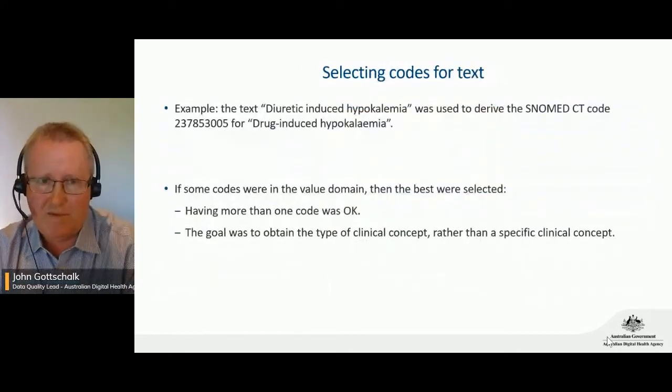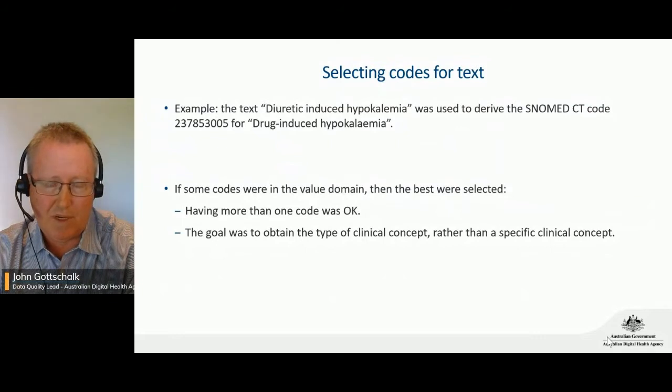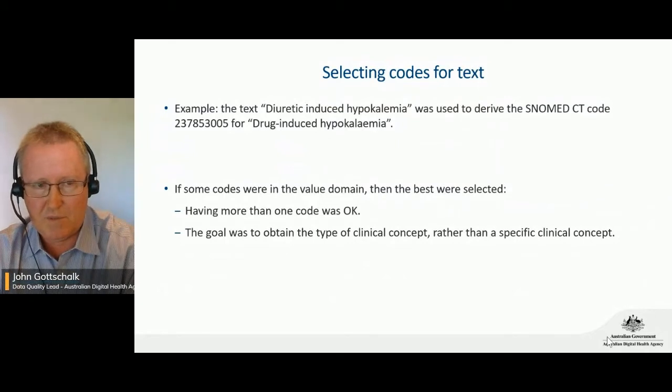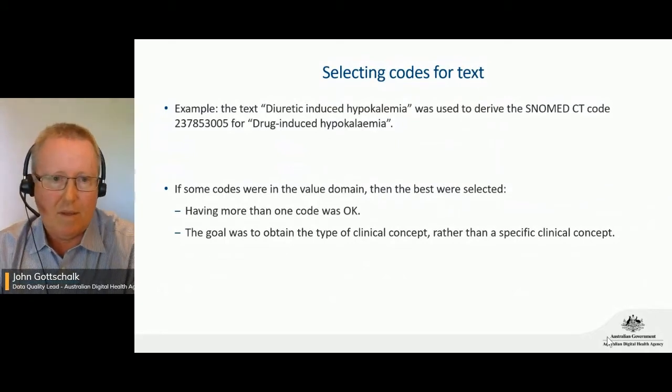So here's a fairly simple example. If we had a concept that was diuretic-induced hypokalemia, that would be sent across to the terminology server, and it would come back with that code just mentioned there, which actually has the preferred term drug-induced hypokalemia. So it used some flexible matching to find out that code corresponded to the text that we gave to it. If there were multiple codes returned by the terminology server, then our analysis tool would compare the preferred terms with the text that we had to select the best matching one.